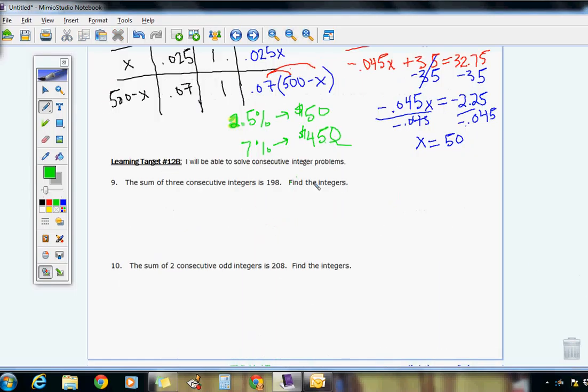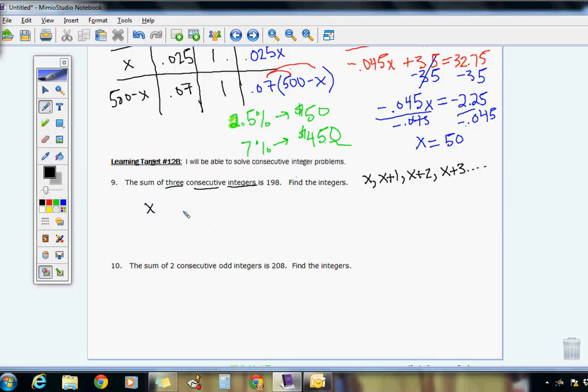So here's the deal on these. Find the integers. Consecutive integers, and this is just a recall to what we did earlier this year, but the first one is x. The next consecutive integer is x plus 1. The next one is one more than that, so it'd be x plus 2. The next one is x plus another 1, which is 3. And it just continues. So this is talking about 3 consecutive integers.